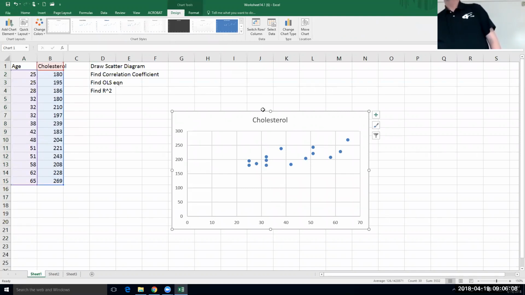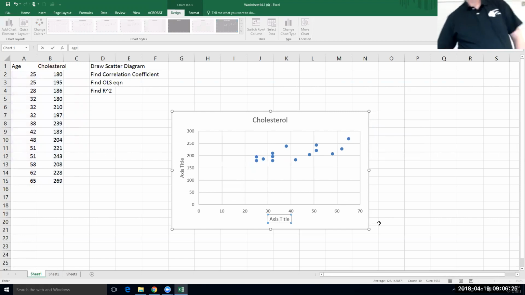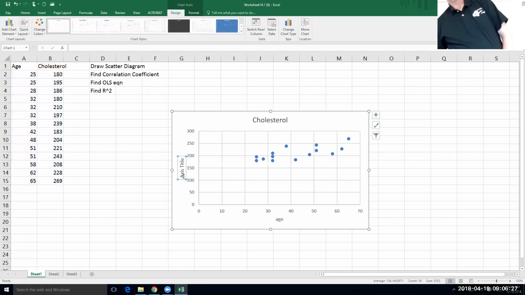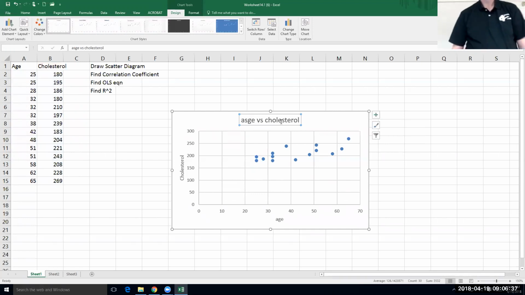But that's fine. So how do I add the titles? Add chart element or that plus. Click the plus sign, axis titles. That's a lot easier. Okay, and then what? What is this? That is your age. And this is cholesterol. And age versus cholesterol.